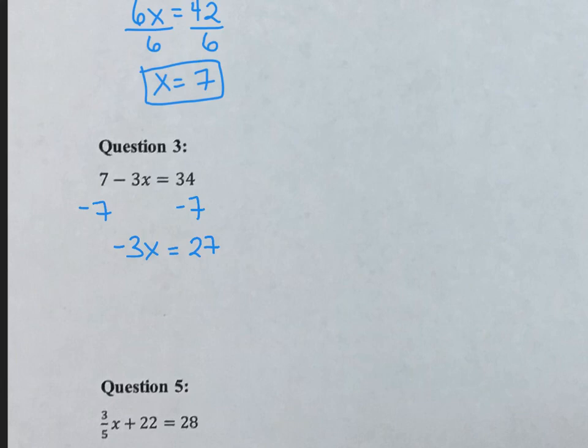Now I've got negative 3 times x. Using my multiplication inverse operation, that's divide by negative 3, divide by negative 3. So now x equals 27 divided by negative 3, which is negative 9.